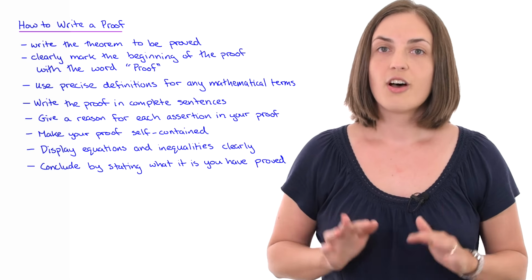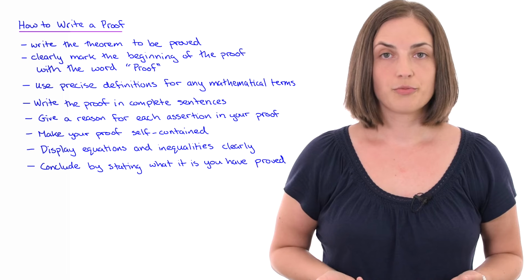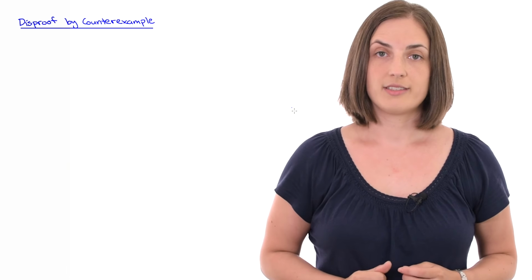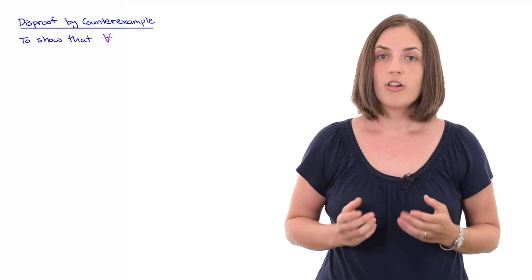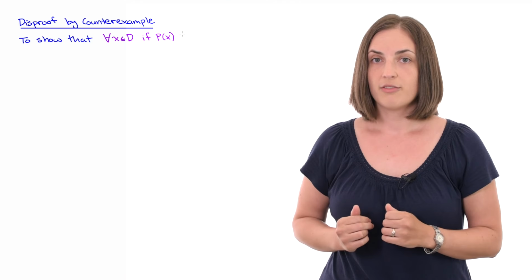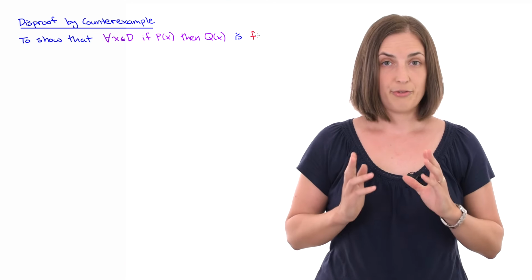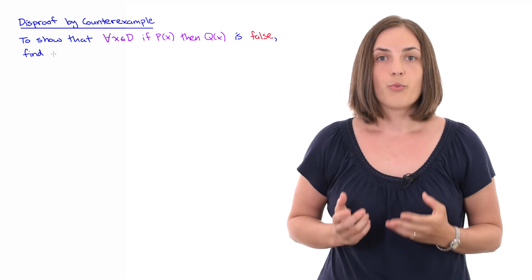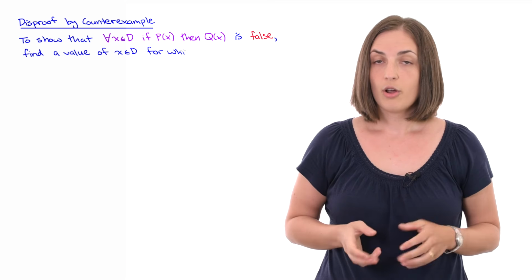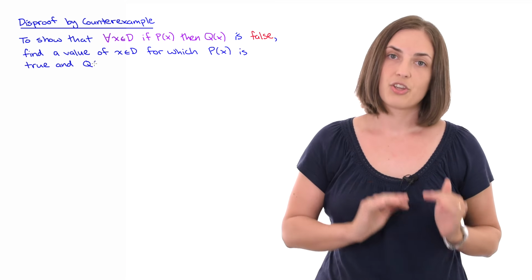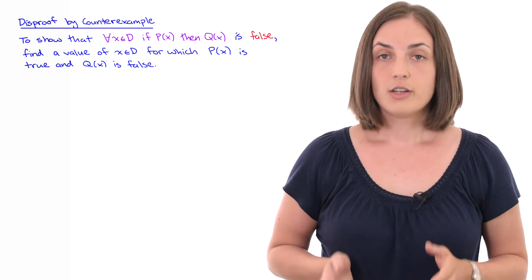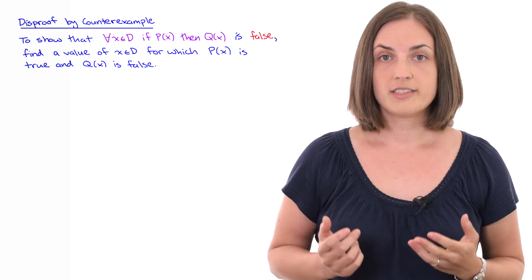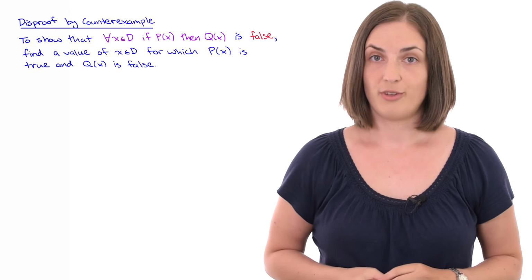Of course, not all mathematical statements are true. A mathematical statement can be disproved by finding a counterexample. In particular, to show that the statement, for all x in D, if P of x, then Q of x, is a false statement, find one value of x in D for which P of x is true and Q of x is false. This is called a counterexample. So finding a counterexample for a statement proves that the statement is false.